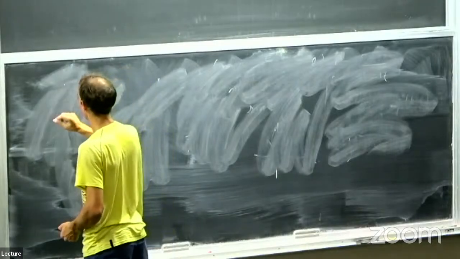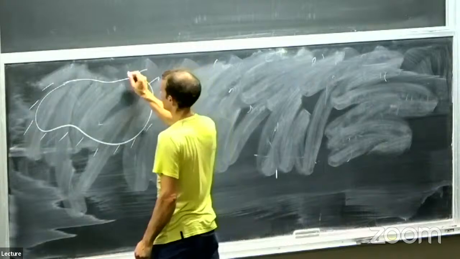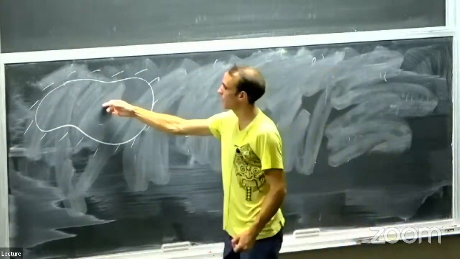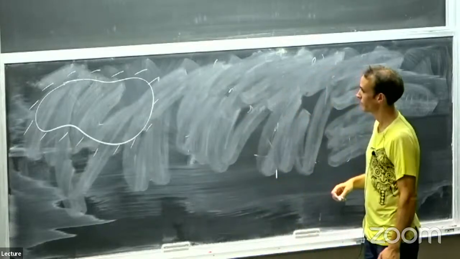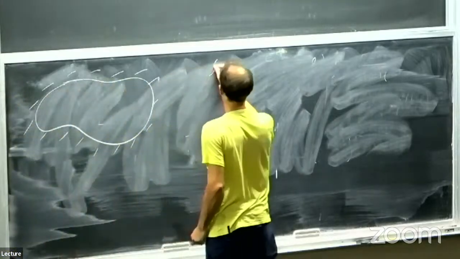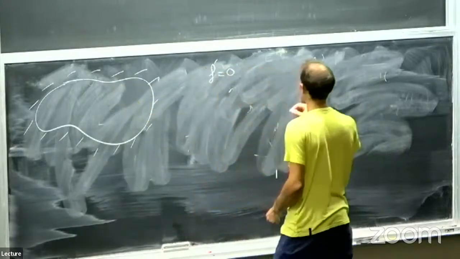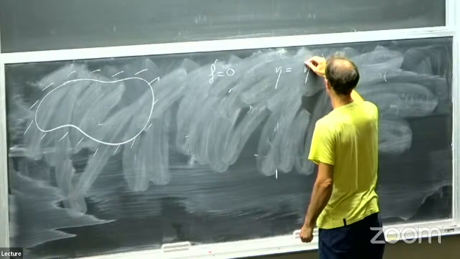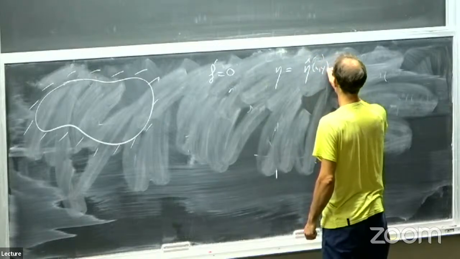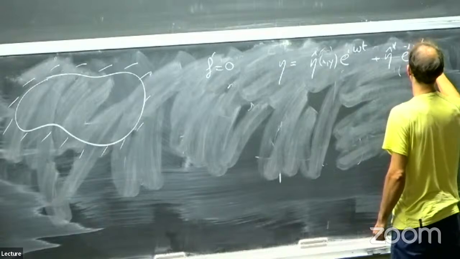So let's consider shallow water equations in a lake or an ocean. From the point of view of topology, it will be the same. And I want to look at eigenmodes with and without rotation in this lake or in this ocean. So let's first consider the case where f equals 0. So you have time reversal symmetry. And I want to look at the structure of the eigenmodes. And I will write eta as eta hat of x, y times e^(iωt) plus eta star e^(-iωt).